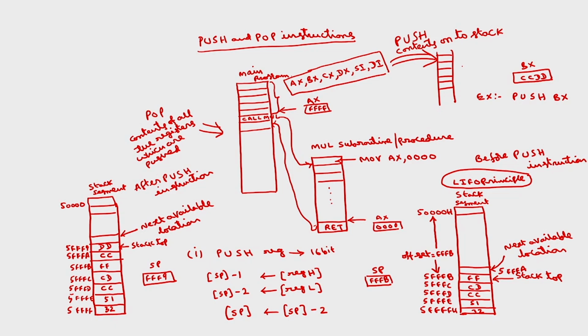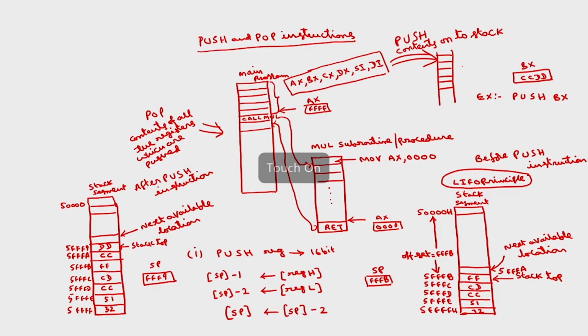The contents of DD have to be transferred to the lower order register. If I take the same example, pop BX. Before this pop instruction, let us assume these are the contents. What was in our BX before execution of the push instruction is CCDD. After the pop, again BX must contain CCDD. So this DD, that is the stack top contents, has to be transferred onto the lower order register. Then what about this CC?